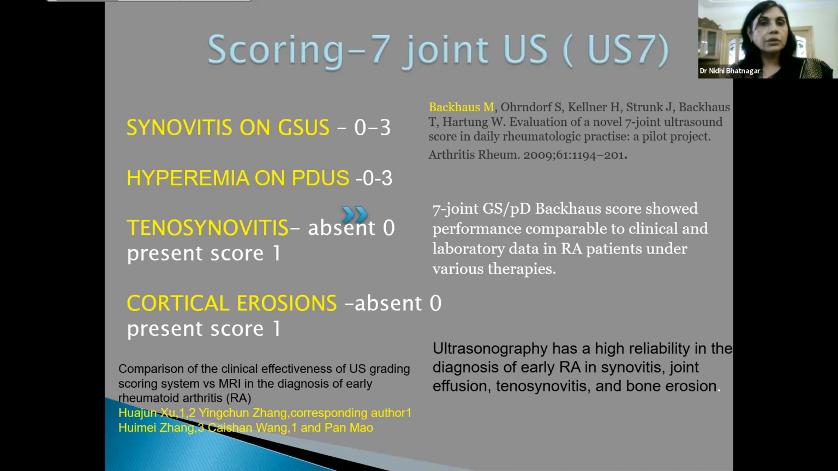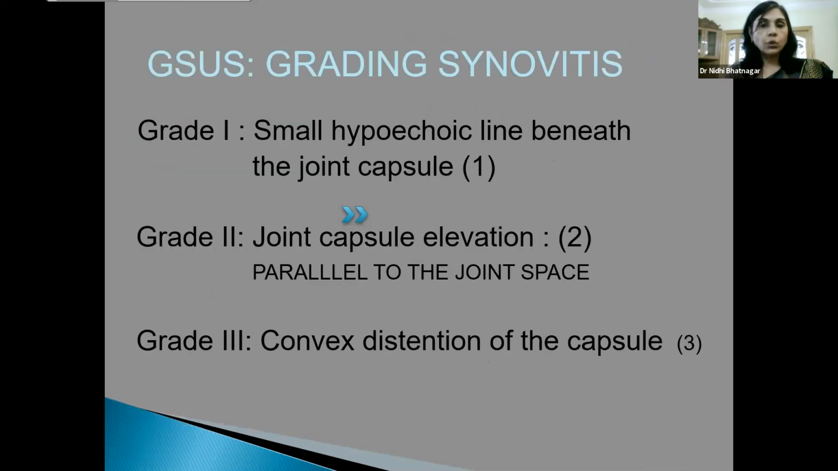And there have been studies which say that the 7-joint grayscale and power Doppler ultrasound, which was given by Backhouse, compares very well to the clinical DAS, that means the disease activity scoring system that the rheumatologists have, and they take 28 joints. So it compares very well to DAS with ESR or with CRP, and also with the laboratory data in rheumatoid patients. So a quick run through. Now we will go on to the sonographic signs.